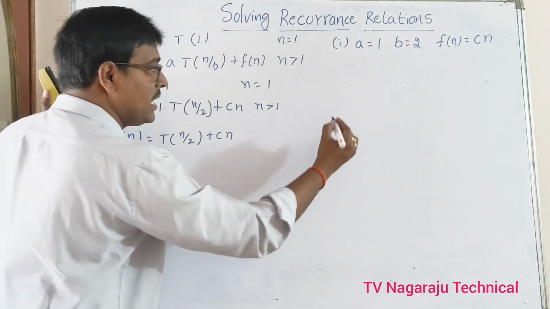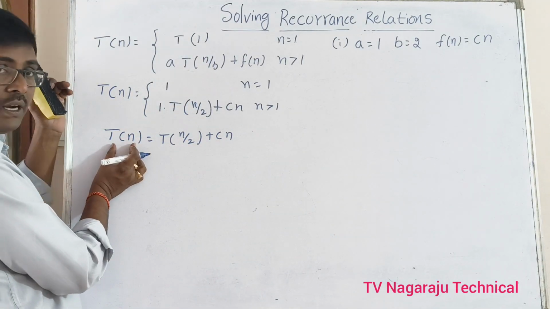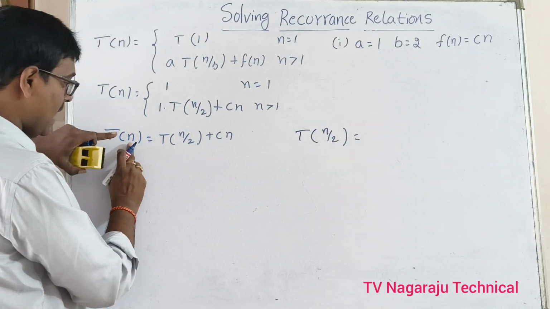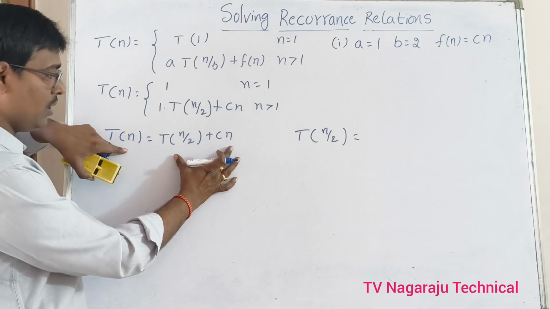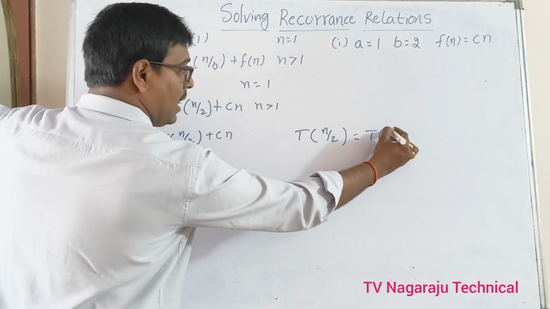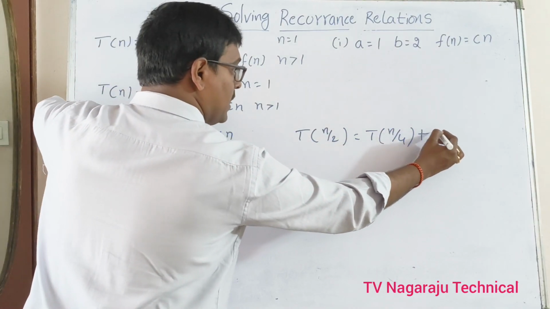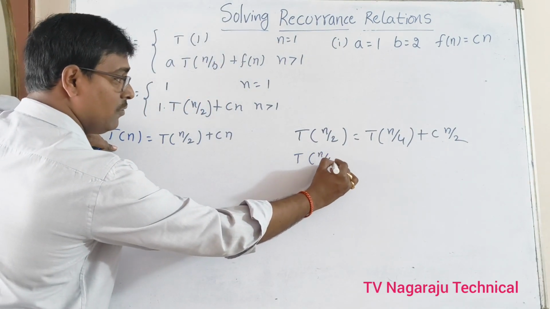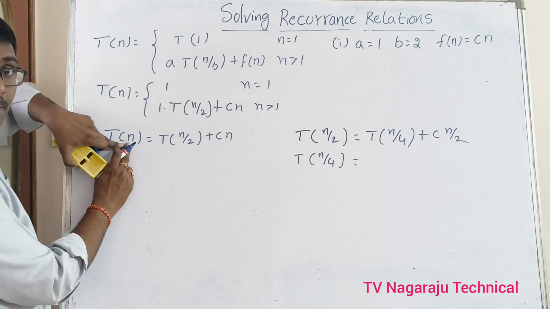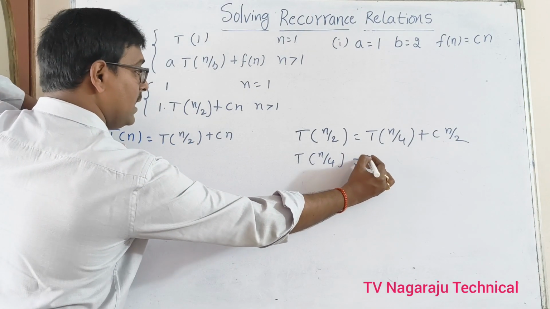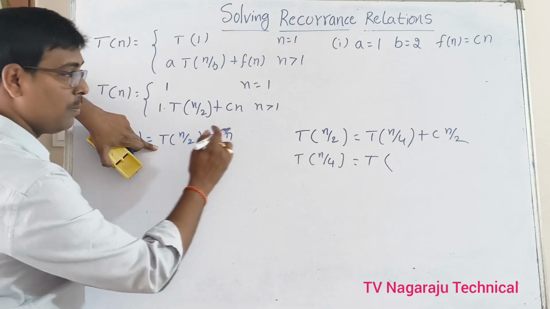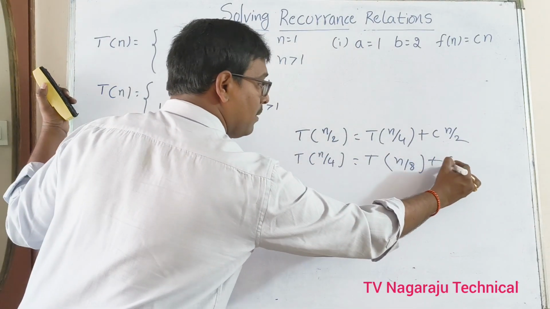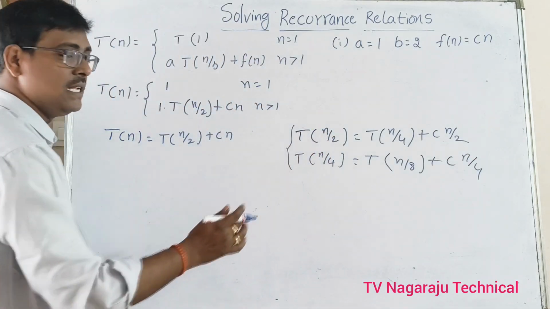Now, for easy understanding, this is the equation for T(n). What is the equation for T(n/2)? n is replaced with n/2 in the equation, so T(n/4) + c·n/2. What is the equation for T(n/4)? n is replaced with n/4. That is T(n/4/2), that is T(n/8) + c·n/4. So this is for easy calculation.